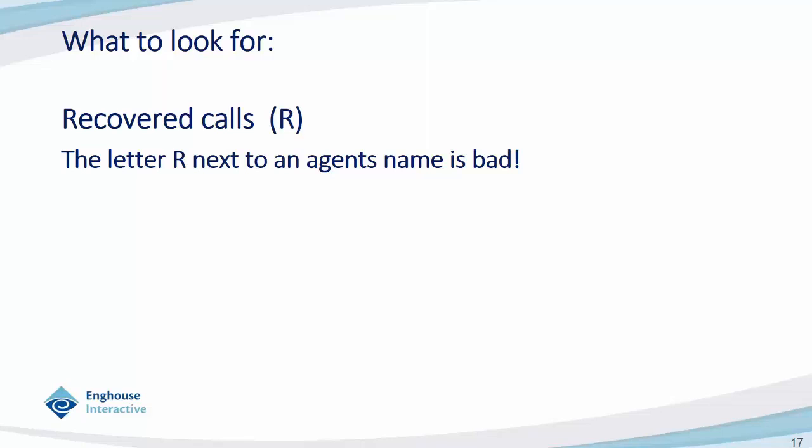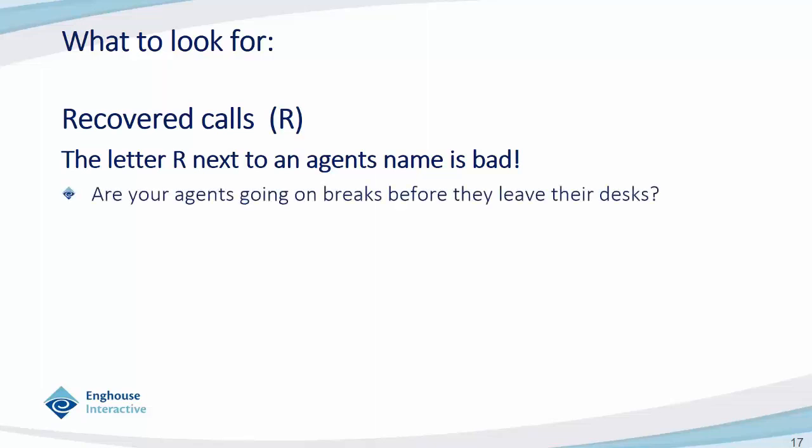Usually you'll see, and we'll look at it in a bit, the same phone number one or two lines down in your report where it got delivered as a queue call to the next agent. Well, if you see an R next to somebody's name, that is bad. I like to point that out. It's bad if you're seeing the R next to them. It means, let's say they didn't set themselves in a break when they got up and walked away from their desk.